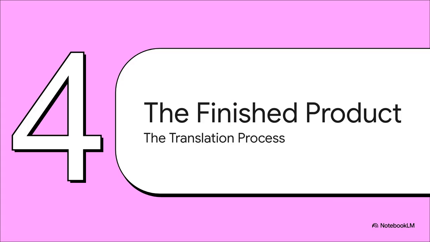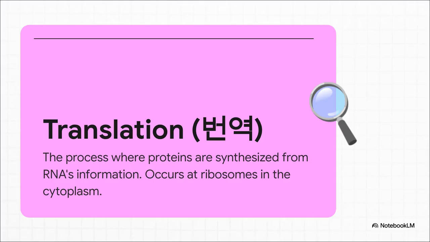Okay, we've got our instructions and we've cracked the code. Now it is time to head out to the factory floor and actually build our final product. This final stage is called translation, and it's pretty much what it sounds like. It's where the language of genes, which is written in nucleic acids, gets translated into the language of proteins, which is written in amino acids. This all goes down outside the nucleus, in the cytoplasm, at this amazing little molecular machine called a ribosome.